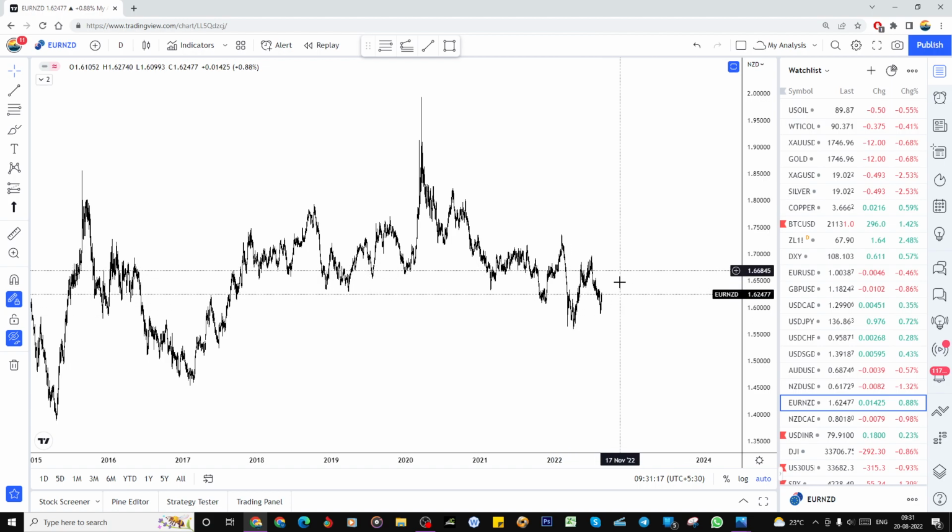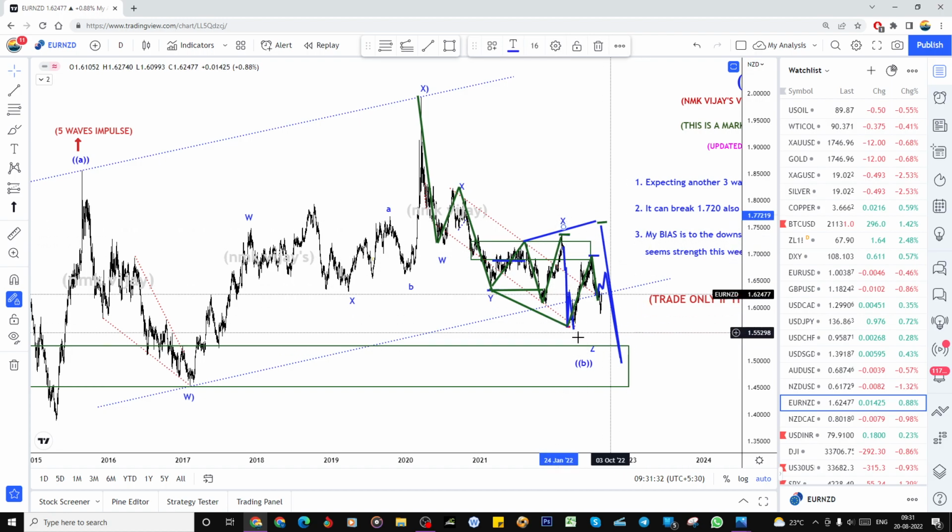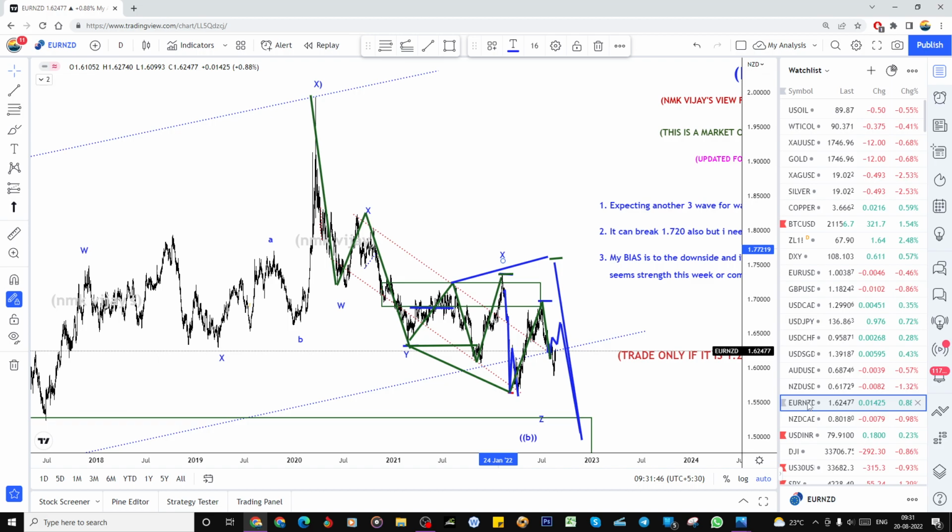So I have explained several times, right? It could be an expanded triangle, or from here it can again go back, and this could be the running triangle. Sorry, it's a running flat also. So A, this could be the B also, and C. Anyway, I'm looking for this zone 1.5. Here I don't understand. The same thing in oil also I didn't understand, but now I get a little bit clearer picture, so I will explain that also.